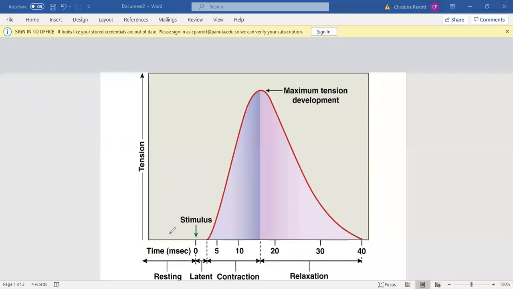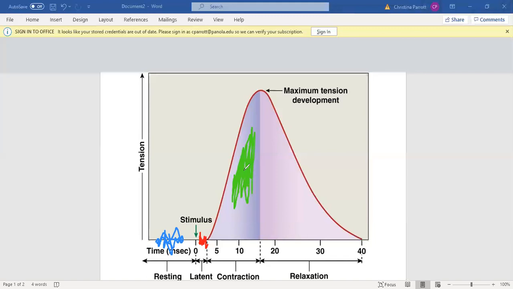Okay, so if I say, identify any of this phase where I'm scribbling, that would be your resting phase. If I say identify this period or phase, this would be your latent period, scribbling there in the red. Then if I say, what is this phase where I'm scribbling in green, this is going to be your contraction phase.